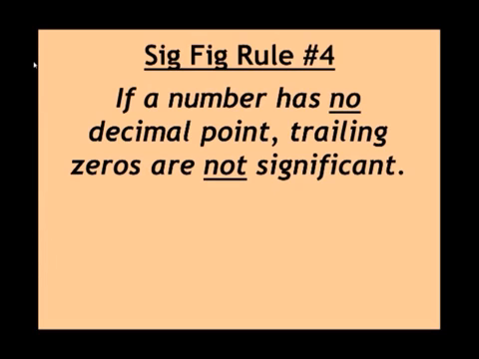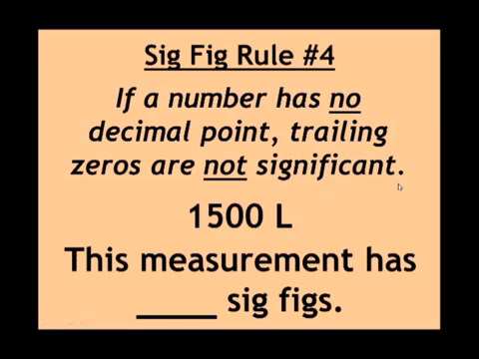Okay, moving on to Sig Fig rule number 4. If a number has no decimal point, then the trailing zeros, which are at the end of the number, do not count. They are not significant. So notice the measurement, 1,500 liters. There is not an exact point. There's no decimal at the end of the number. So we have 1,500, but these two zeros are now no longer significant. A measurement of 1,500 liters has 2 sig figs.